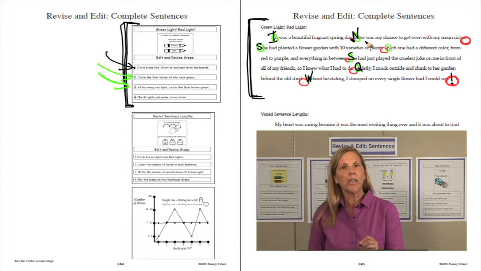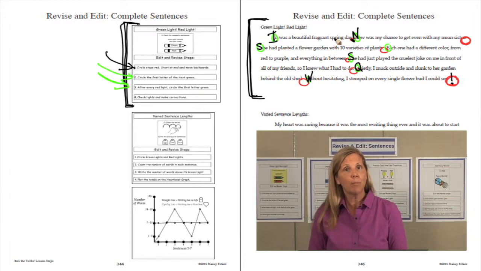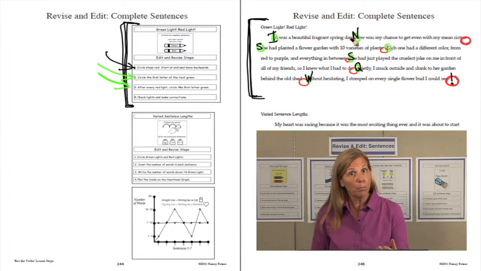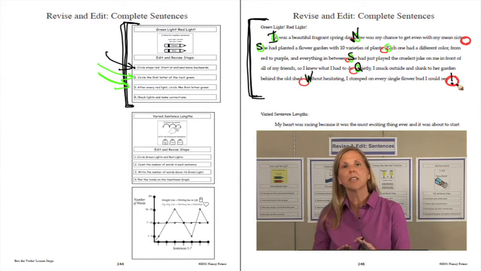That means that green light, red light will identify the beginning and end. Visually, I can see the green and I can see the red of my sentences to check for complete sentences. It will also help me fix any capitals that are missing after I put a stop, or a stop at the end of my writing. This is the only way this activity is going to help fix these sentences so that they are complete.